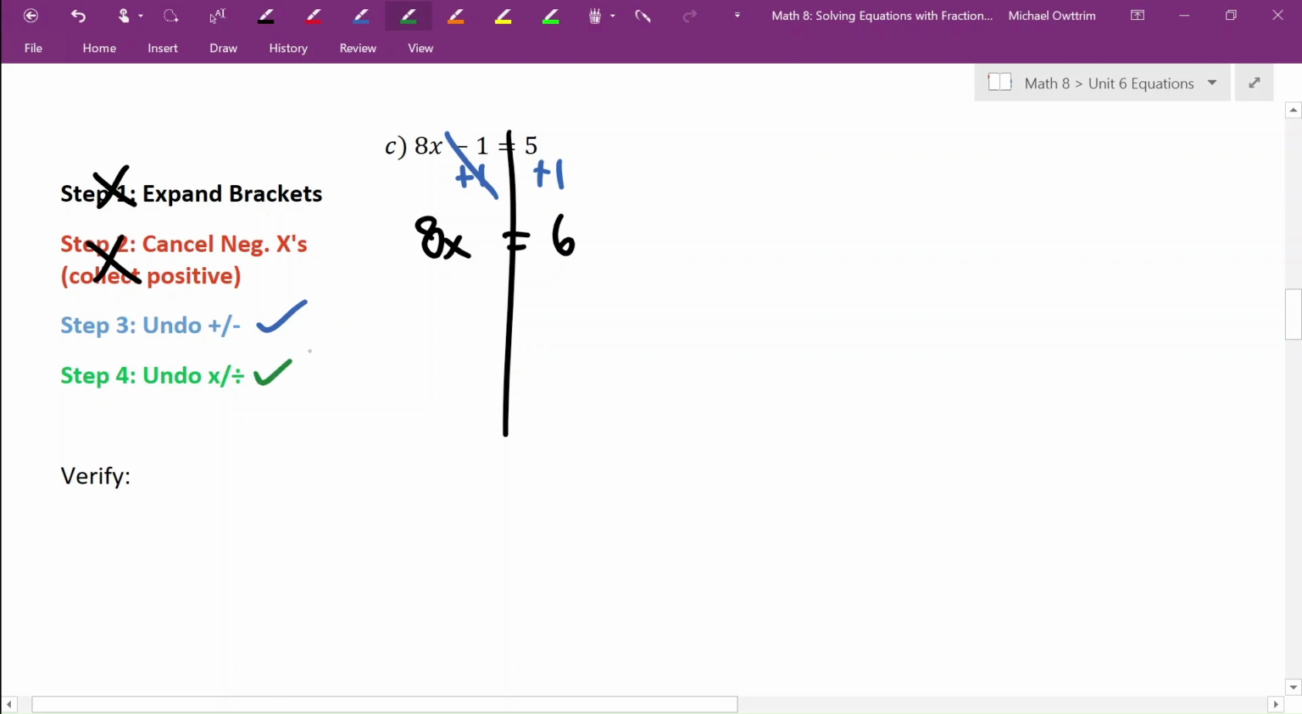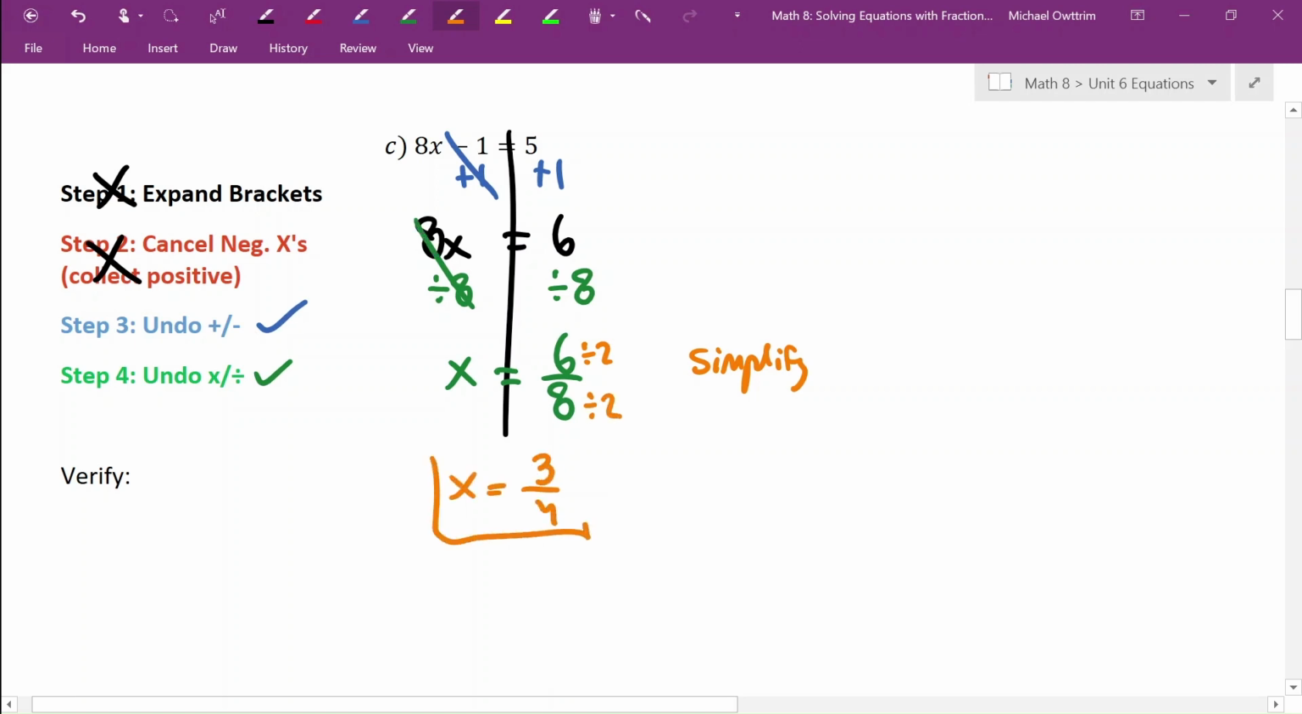Next, we need to undo multiplication or division. 8x means 8 multiplied by x. The opposite of multiplying by 8 is dividing by 8, and we'll do that to both sides of our equal sign. 8 divided by 8 cancels out, leaving us with just x, and 6 divided by 8 is the fraction 6 over 8. Now, we do always want to simplify fraction answers, and in this case, we can simplify both 6 and 8 because they are even numbers. So we'll divide those by 2 to get our final simplified fraction of 3 over 4 as the value of our x.